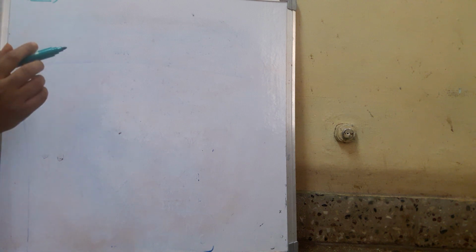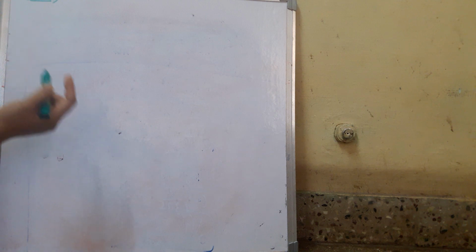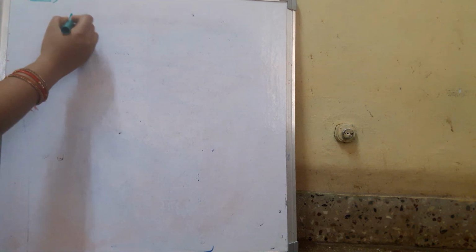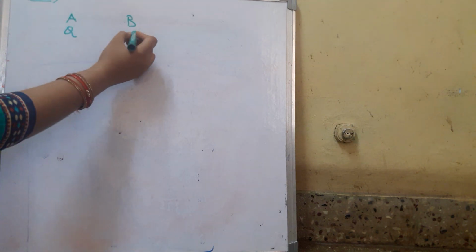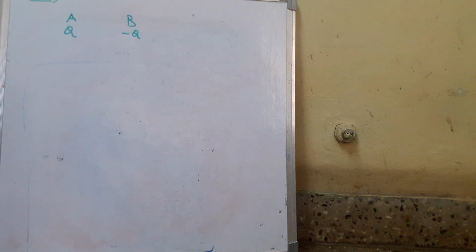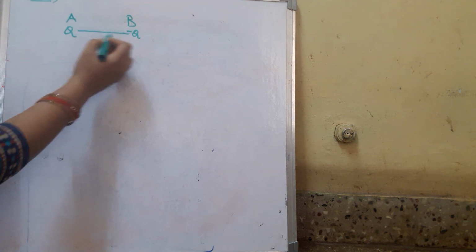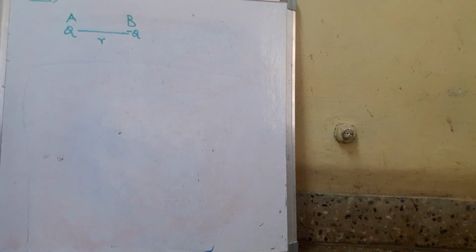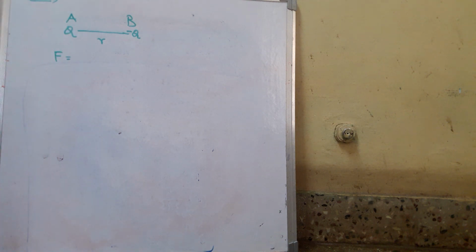Two point charges A and B having charges plus Q and minus Q respectively are placed at a certain distance apart. Say that distance is R. The force acting between them is F, and correspondingly it will be an attractive force. That force is given as F.